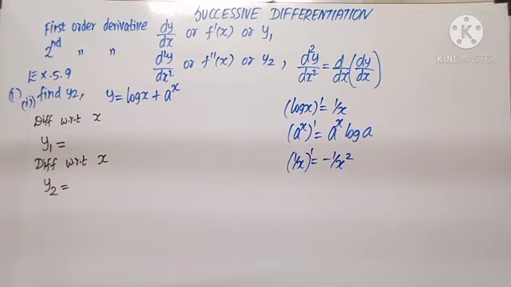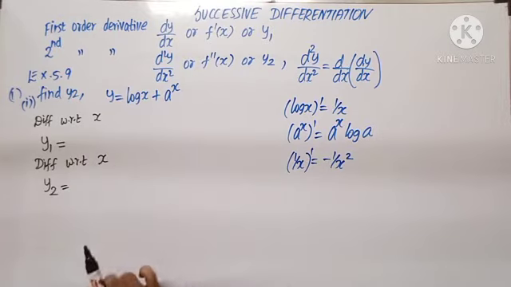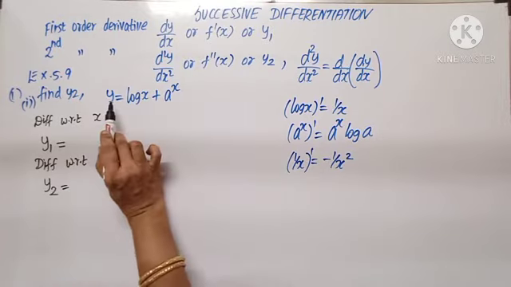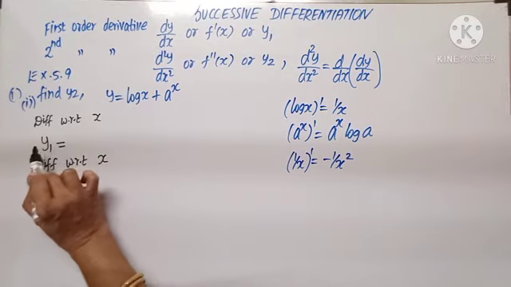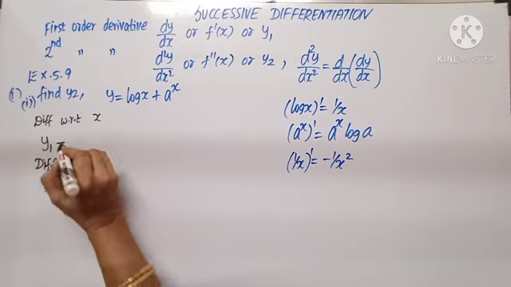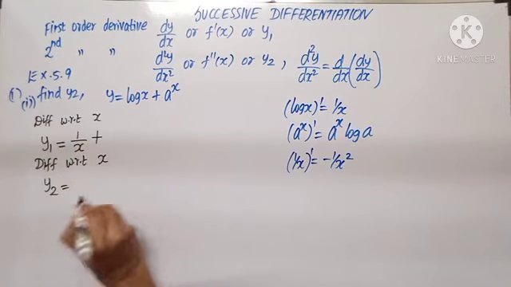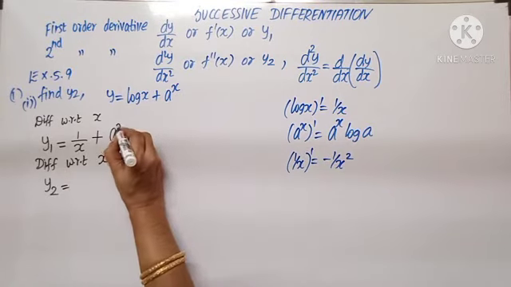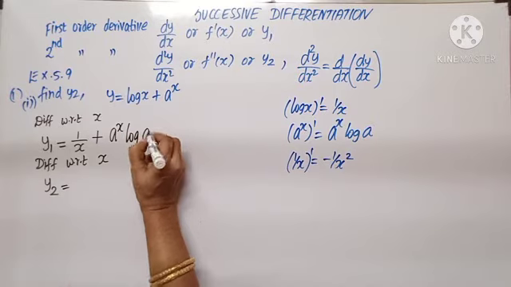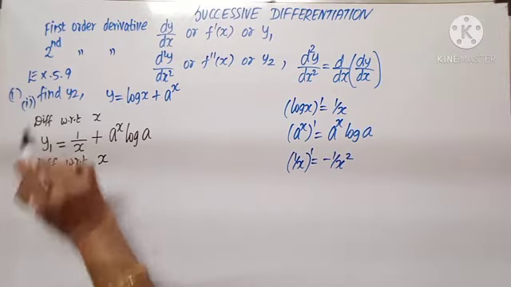Second subdivision, find y2 when y equals log x plus a power x. Differentiating y with respect to x, I can call y as y1. Log x becomes 1 by x plus a power x, with the formula a power x into log a. My question is to find y2.